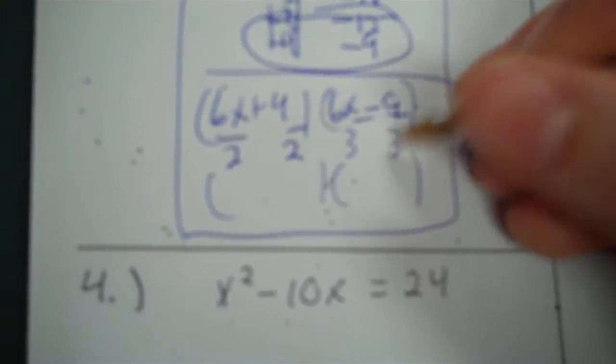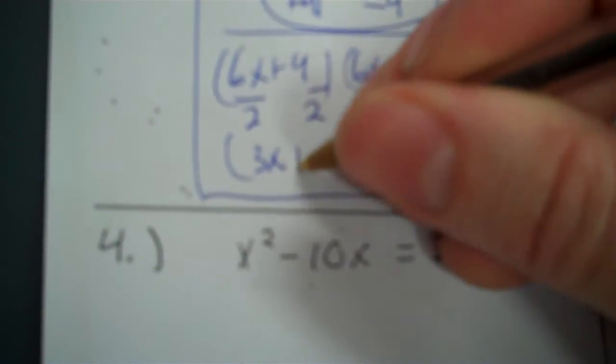So 6 and 4, okay, that would be divisible by 2. Then the 6 and the 3 are both divisible at the same time by 3. So that gives me 3x plus 2, and then 2x minus 3. Delete that. So 3 times 2 is 6. Bingo. 2 times negative 3 is negative 6. That always has to match up.